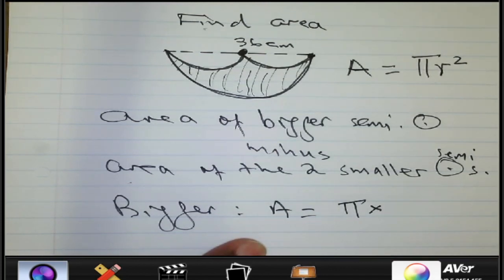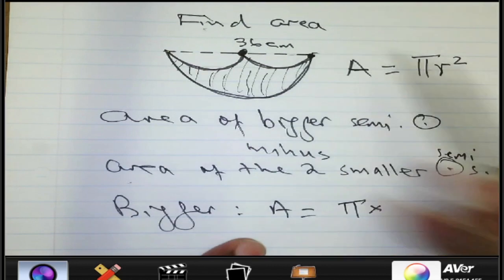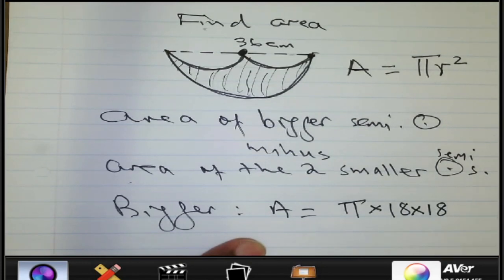What is the radius of the bigger semicircle there? Remember, the diameter from there to there is 36 centimeters. So what is the radius? That is half of 36, which is 18. So this is area, so we need to multiply 18 by 18 because it's r squared. But because it's a semicircle, we divide by 2.